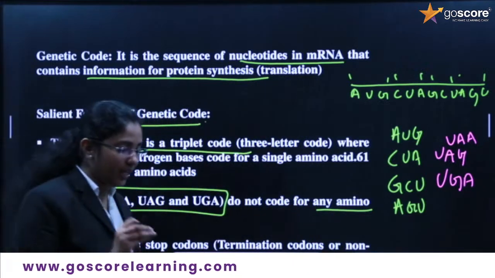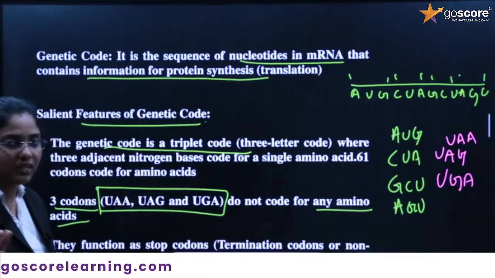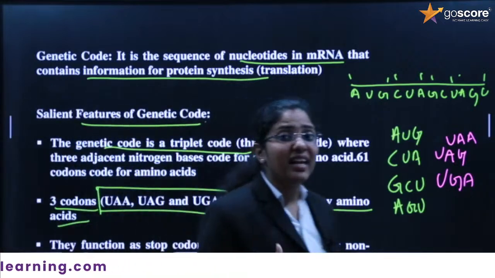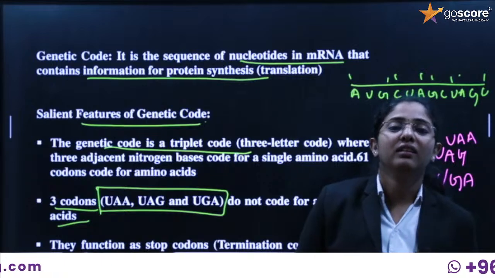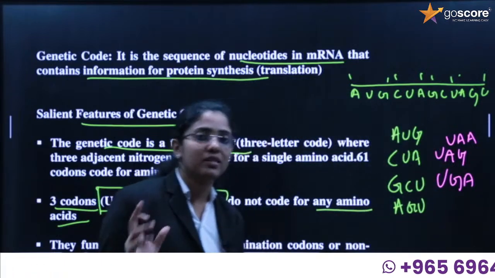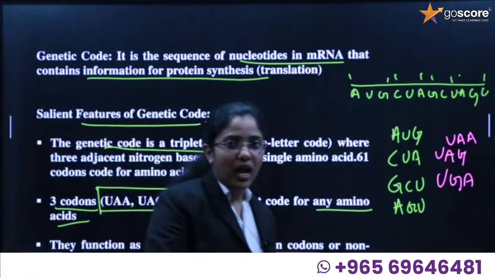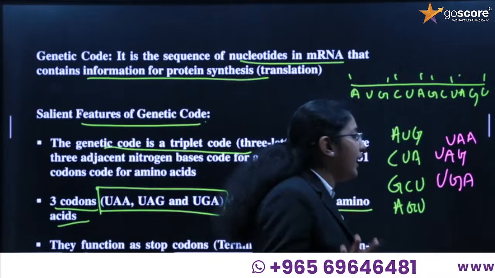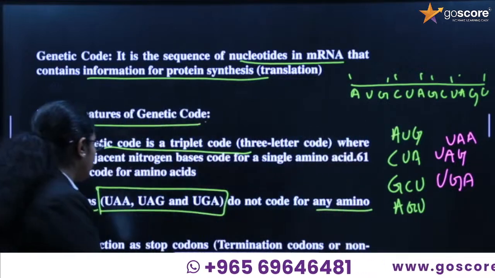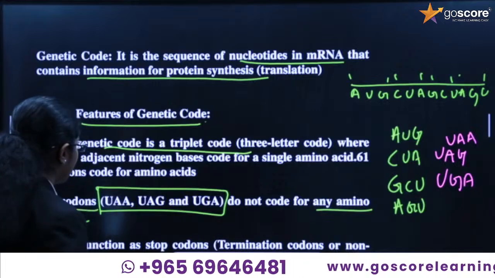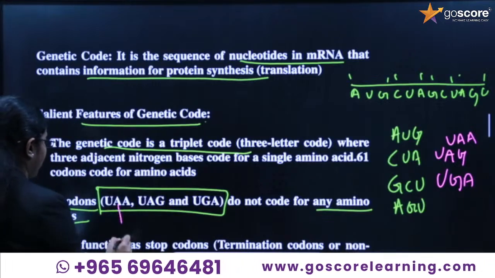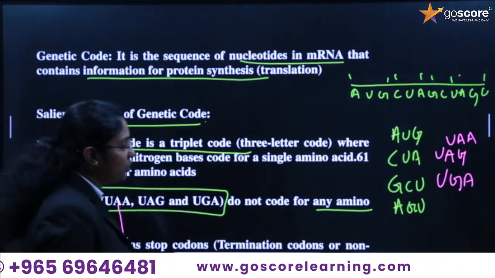Please note it down. It is important for the exam. They clearly ask what the three different stop codons are, so you have to mention UAA, UGA and UAG. They function as stop codons or termination codons.